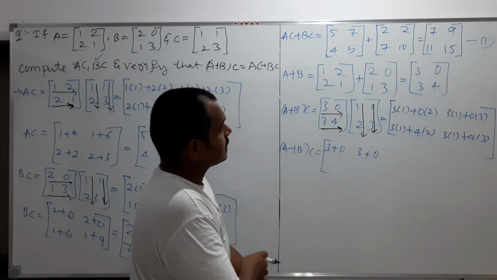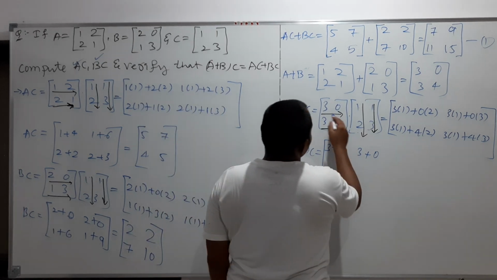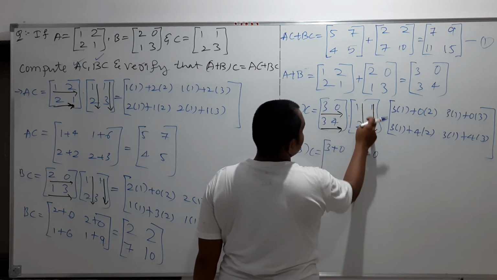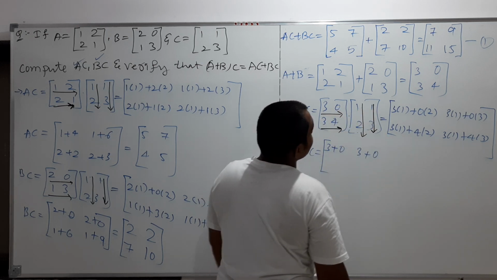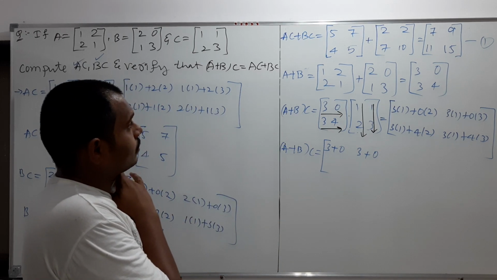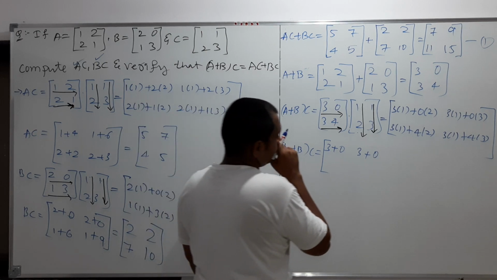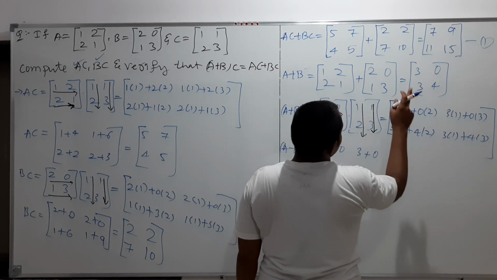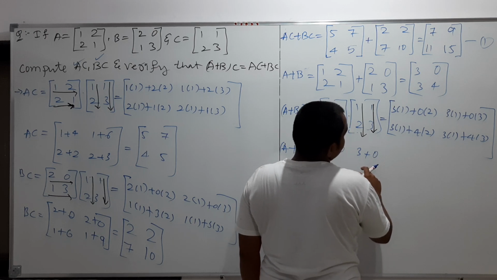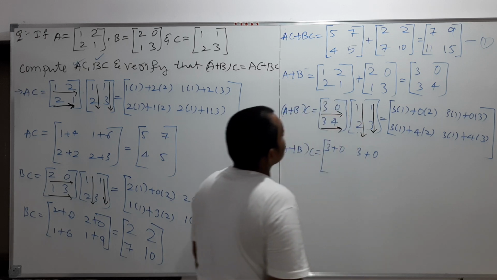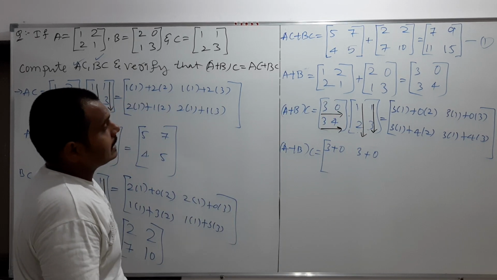Here I shall get it as first row, second column: 3 into 1 is 3 plus 0 into 3. Here it is (A plus B) into C. My dear students, see, somewhere here we got it wrong. What does that mean? Yes, 3 plus AC plus, that is 7 plus 2 is 9.